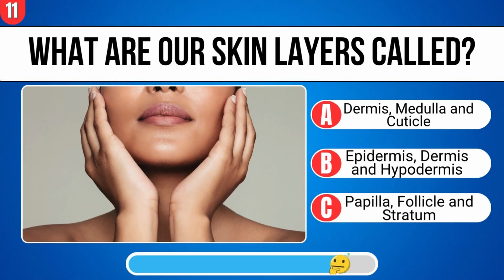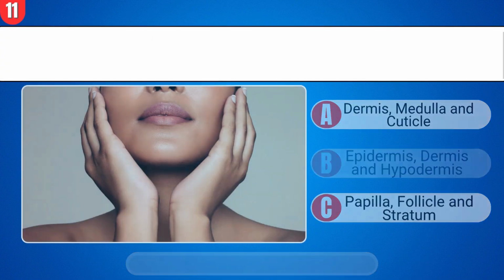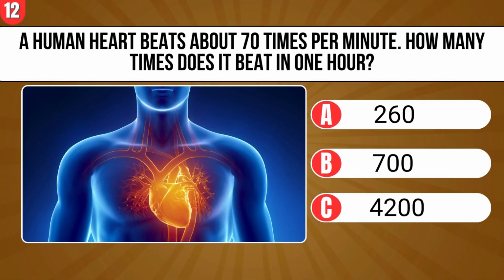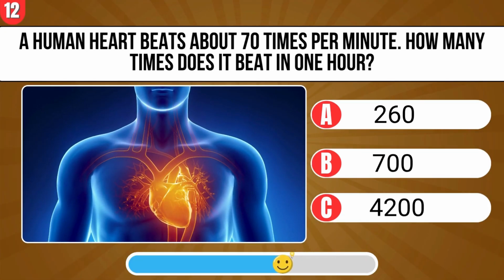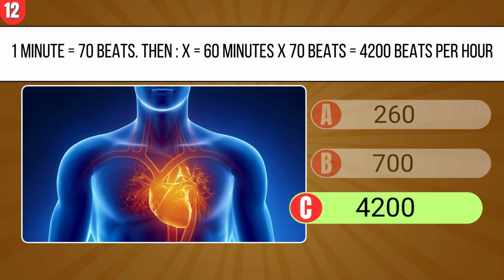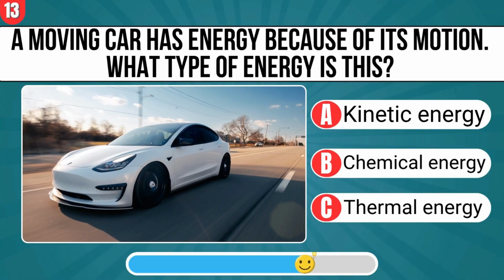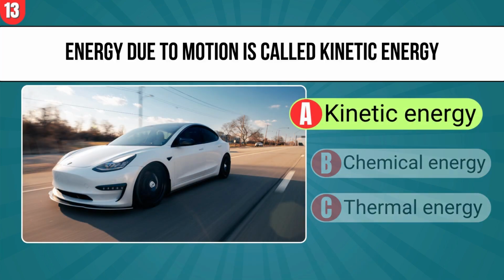What are our skin layers called? It's epidermis, dermis, and hypodermis. A human heart beats how many times in 1 hour? A human heart beats 4,200 times per hour. A moving car has energy because of its motion. What type of energy is this? It's called kinetic energy.